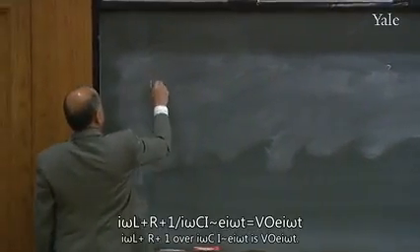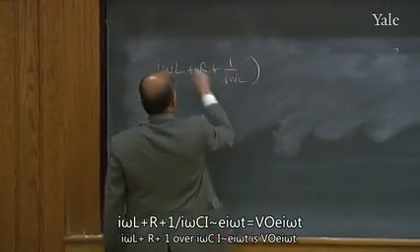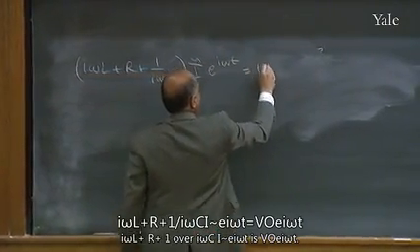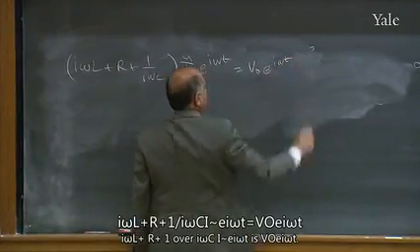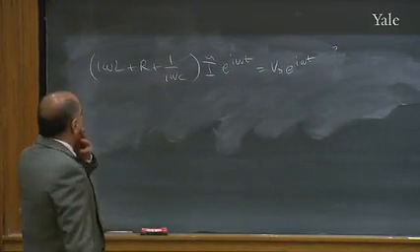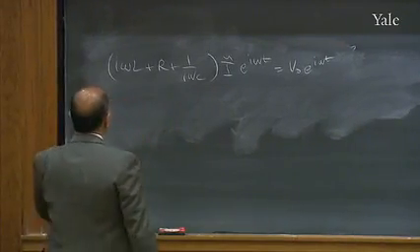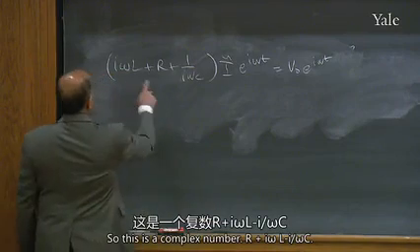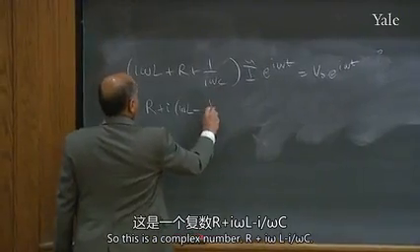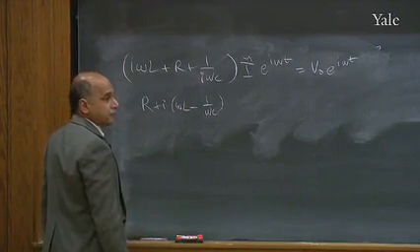So I wrote i omega L plus R plus 1 over i omega C, times I twiddle e to the i omega t, is V0 e to the i omega t. Everybody get that? That's because differentiating an exponential is just multiplying by the exponent. So this is a complex number, R plus i times omega L minus 1 over omega C. I want you to know that i in the bottom is like minus i in the top.